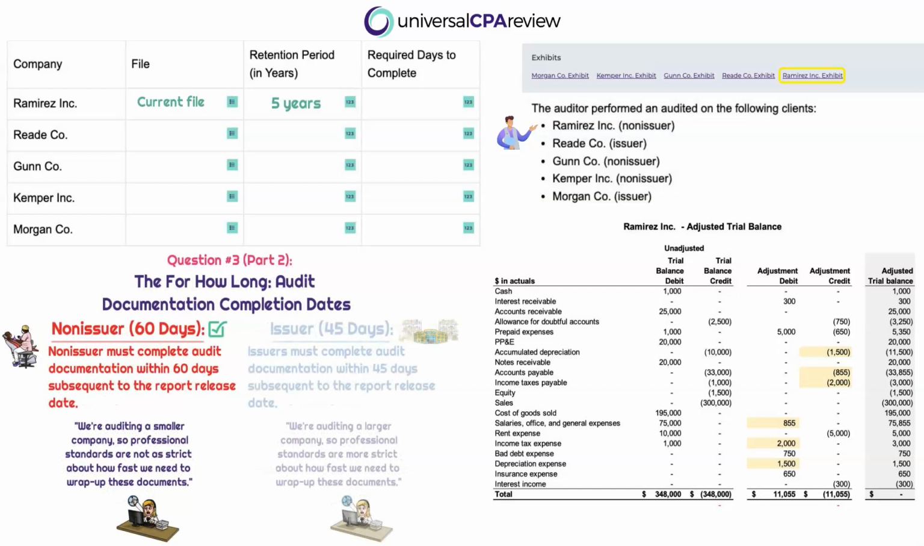Okay, rules also say that they could take a little bit longer to complete their work papers. We know that we have the 45-day rule and the 60-day rule. So rules say that because we're auditing a non-issuer, we could take a little bit longer. So the auditor would need to complete their work papers within 60 days from the report release date.